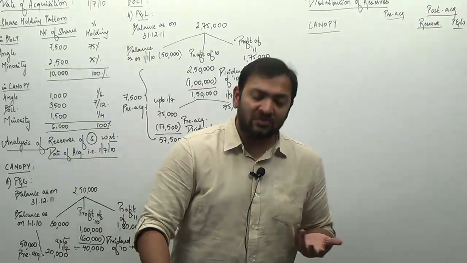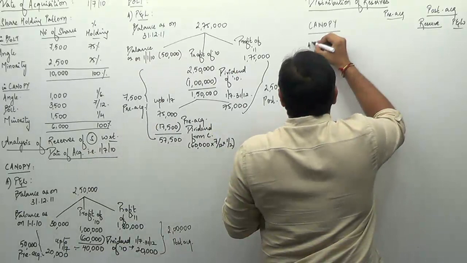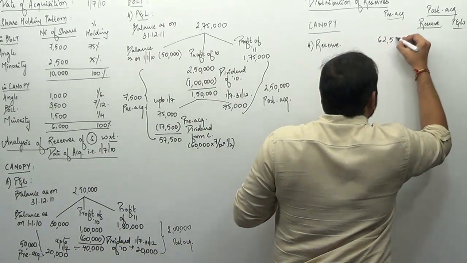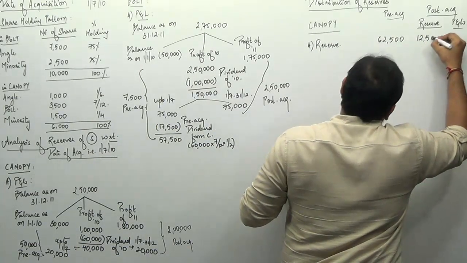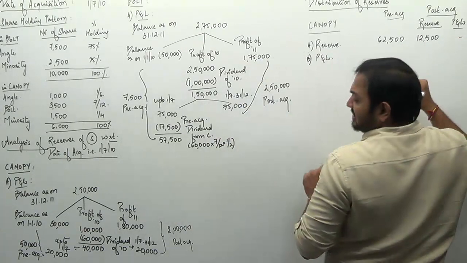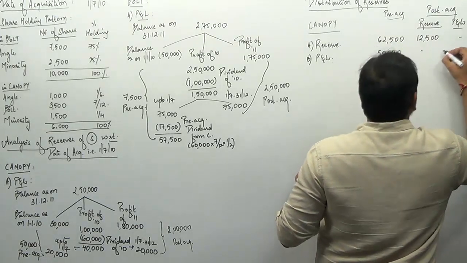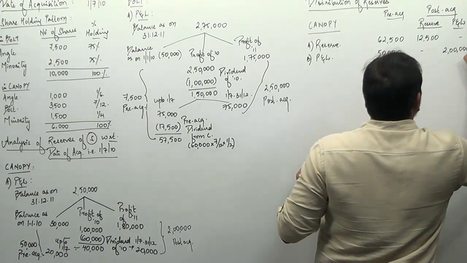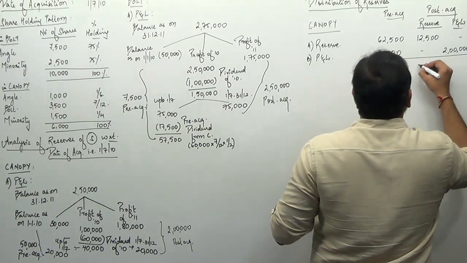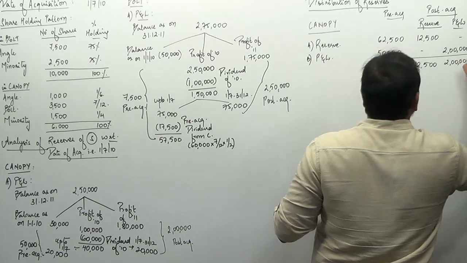So out of 25,000, 12,500 is pre, 50,000 already existing plus 12,500. So when we write reserve, 62,500 is pre and 12,500 is post. P&L, so much thinking is not required. You can directly copy and paste. 50,000 is pre-acquisition for Canopy and post-acquisition P&L is 2 lakhs. 1,12,500, and then 2 lakhs.